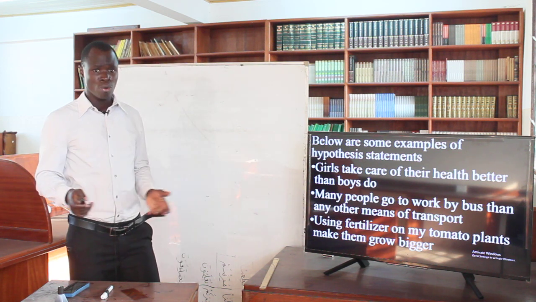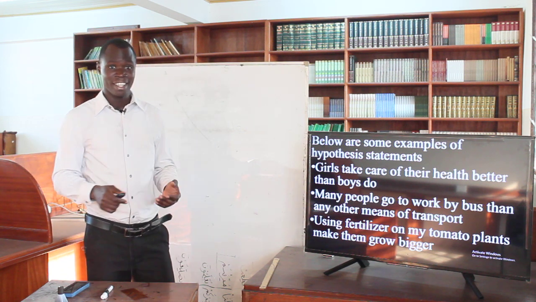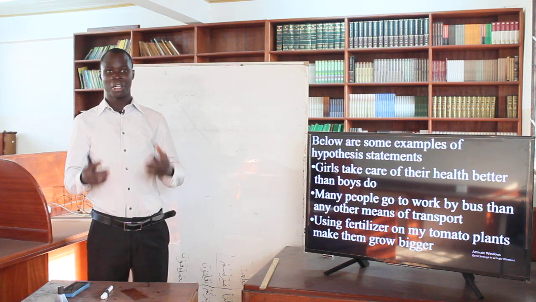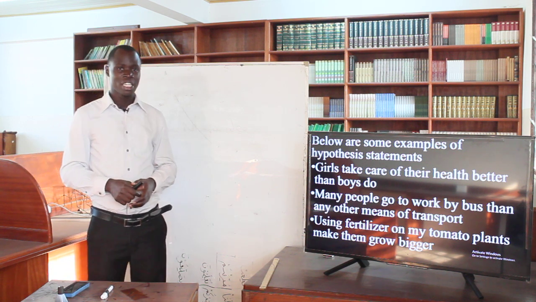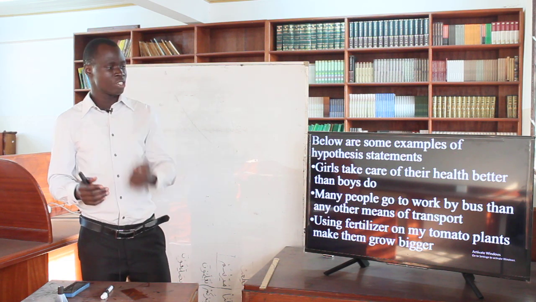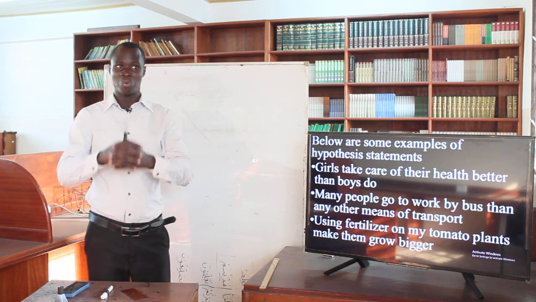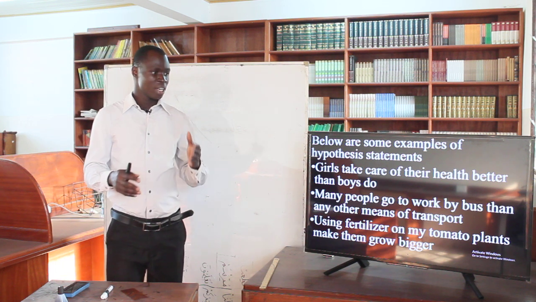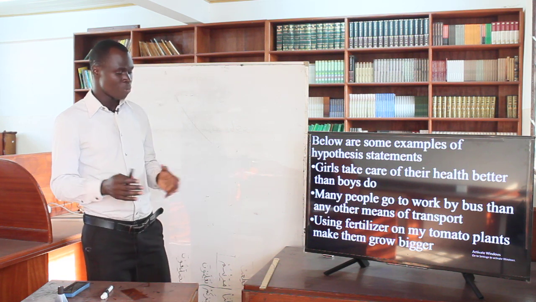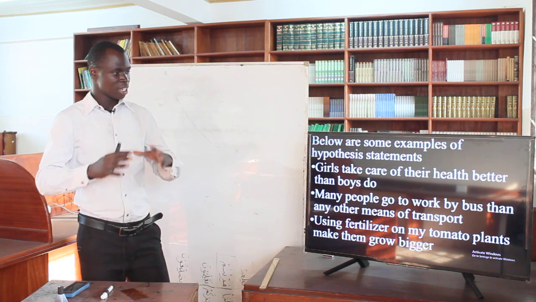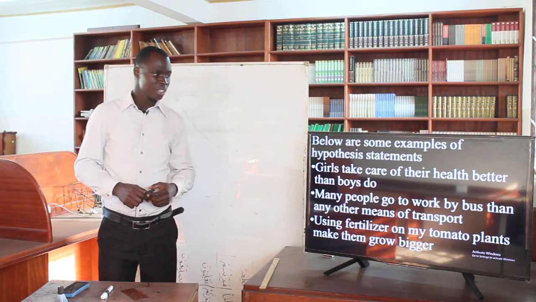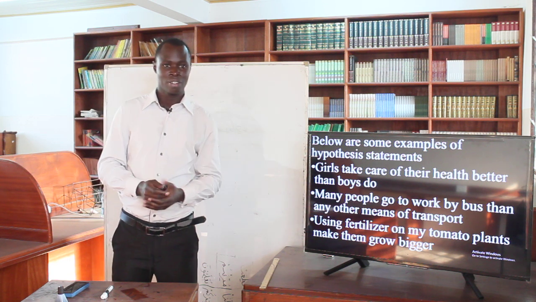Another example: many people go to work by bus than any other means of transport. That's what they assume, but there are some countries where so many people, like if you are crossing the ferry, a major number you find them walking towards town. If you look at the number who are walking and the number who are on the road, actually there are not even buses here, so-called matatus. So if that statement is taken to be universal, it might not be true.